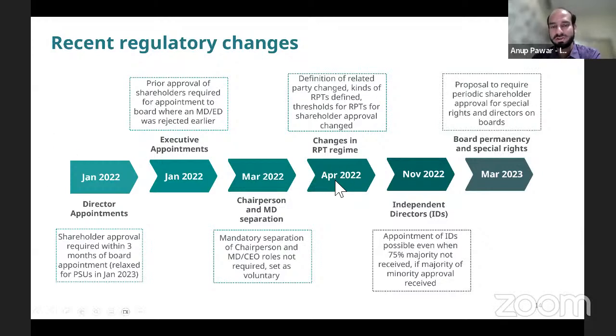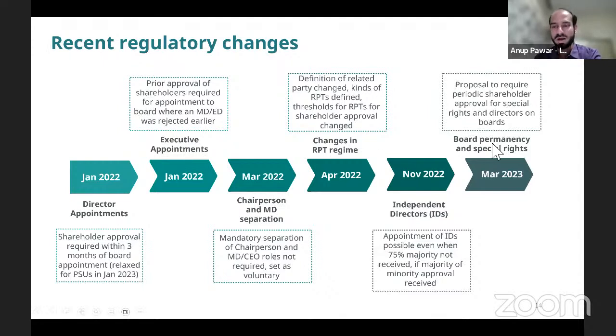Changes in the RPT regime. So April 2022, the fourth box here, there were sweeping changes on the RPT regulations. There were new thresholds put in. The amount of disclosures required for related party transactions is just mind-blowing. There's a lot of action that's happened there. So a lot of companies have approached us and said, what do we do? What kind of things do you think we should disclose in a resolution, because there's so much.